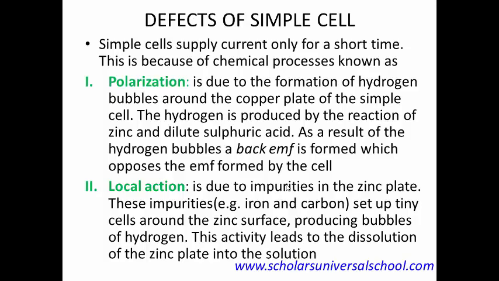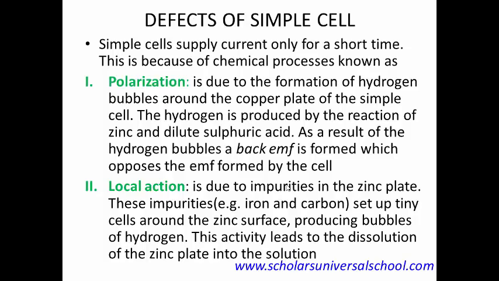Now, the first defect of the simple cell is what we call polarization. The defect of polarization is due to the formation of hydrogen bubbles around the copper plate. As I have explained, the chemical reaction that occurs is that hydrogen bubbles will be formed at the copper plate. These hydrogen bubbles usually produce what we call a back EMF, which opposes the flow of current in the circuit.